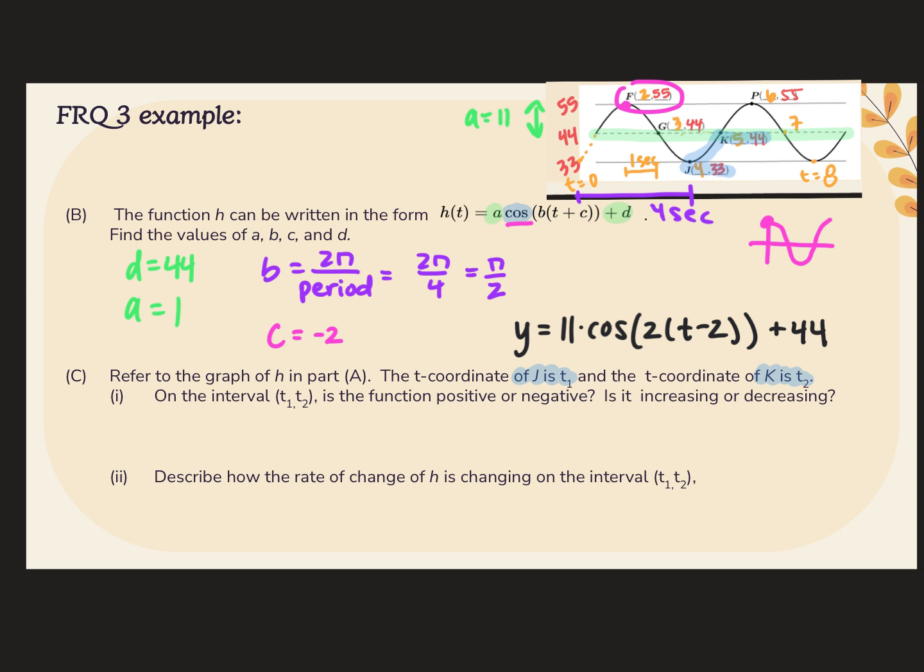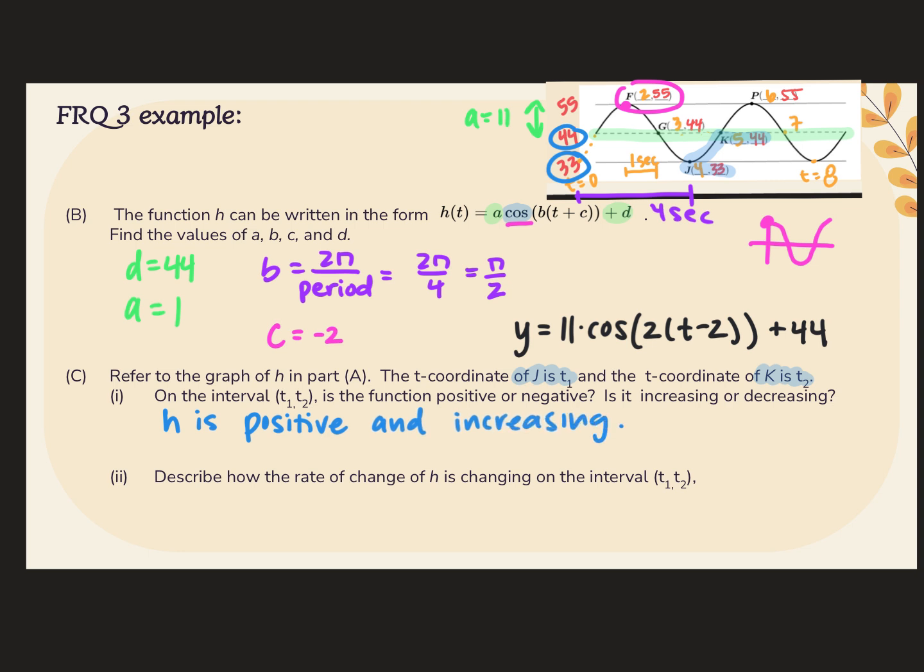So the function being positive or negative refers to the y values. All of the y values in that section are between 33 and 44, which is positive. So h is positive. Is it increasing or decreasing? Again, referring to the function. The function is increasing because those y values are increasing from 33 to 44. So we would say h is positive and increasing.